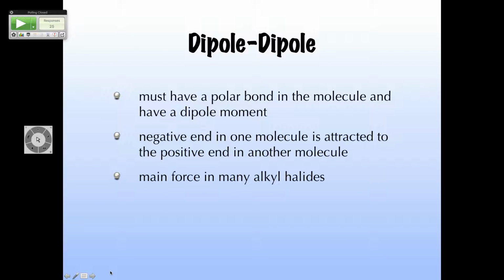Okay, the next one is dipole-dipole. You must have a polar bond in the molecule, and the molecule has to have a dipole moment in order to have dipole-dipole interaction. The negative end in one molecule is attracted to the positive end in the other molecule. Okay, and they all kind of line up. This is the main force in many alkyl halides.